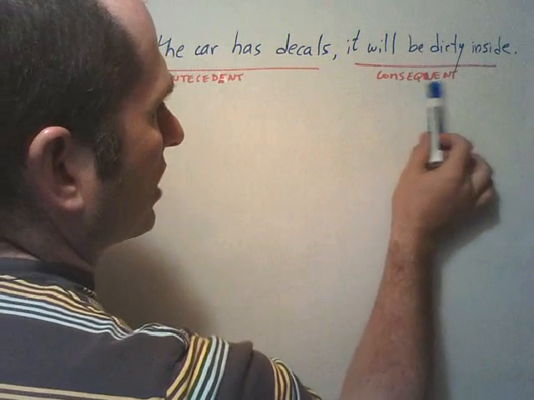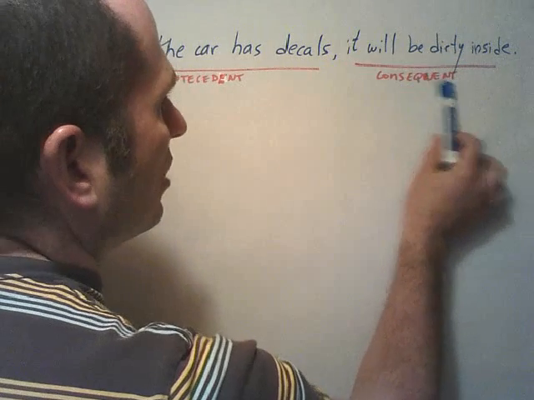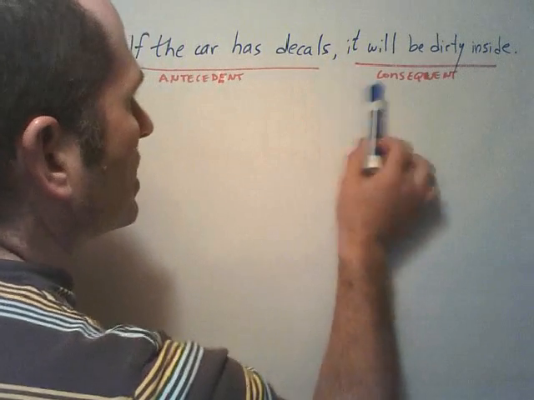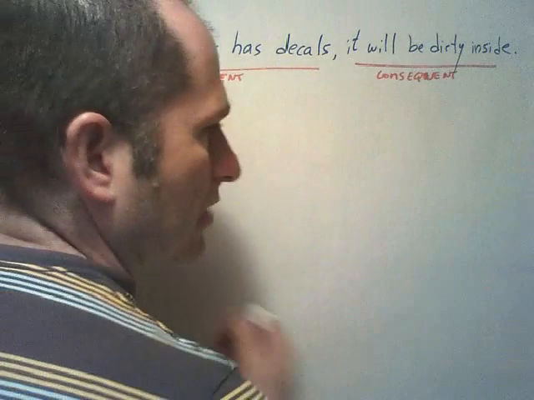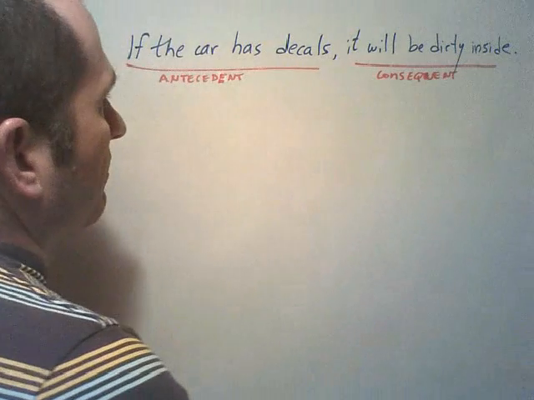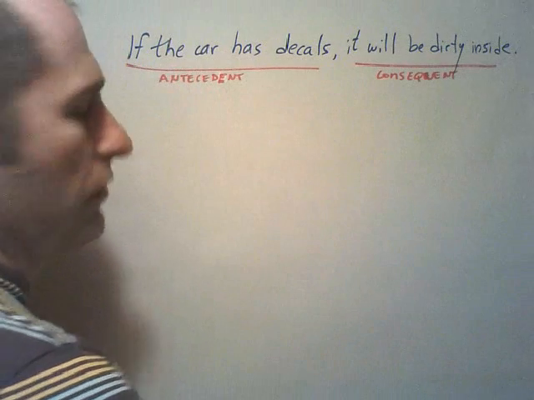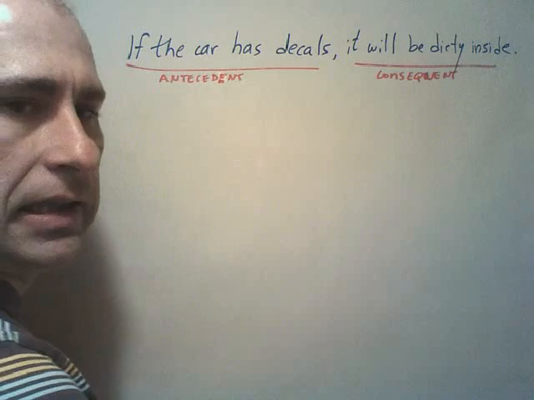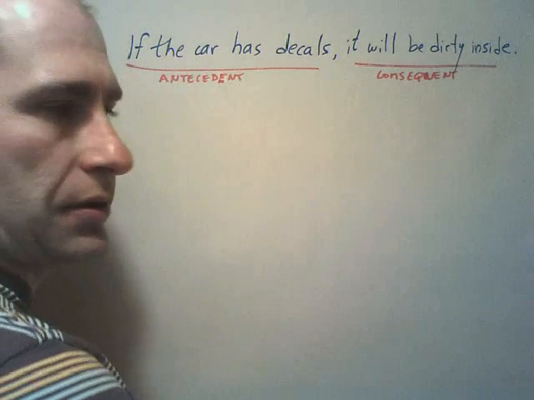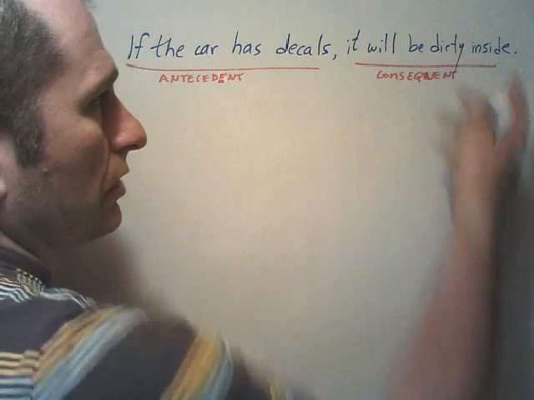Now, if you look at the word here, sequent, to follow with, so it follows with this. This is your consequent, and this is the effect, cause and effect, basically. That's what it's saying. Now, this one is saying if a car has decals, clings, or bumper stickers, it will be dirty inside.